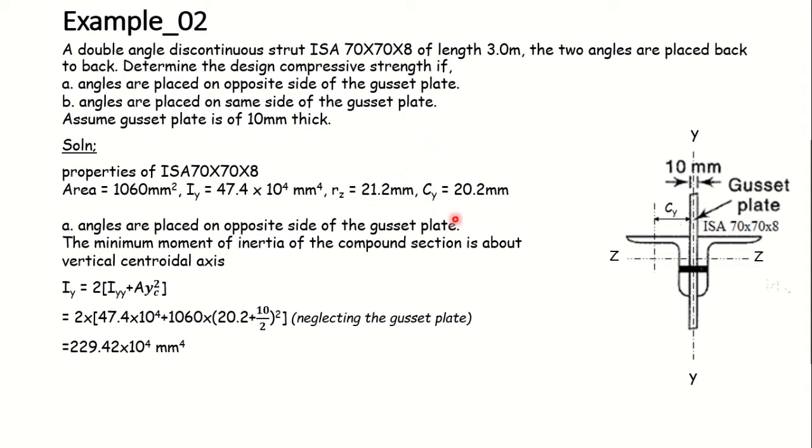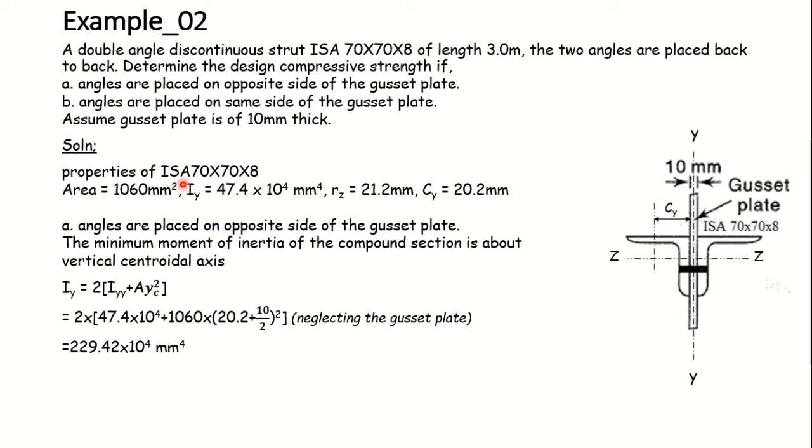And cy is the distance of the centroid of the angle section. So cy and cz will be 20.2 mm. I have written one of the properties of this section. For an equal angle section, they will be the same about the other axis also. In case it is an unequal angle section, then they will differ.